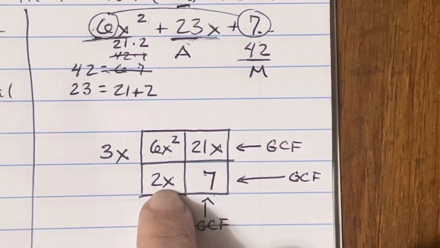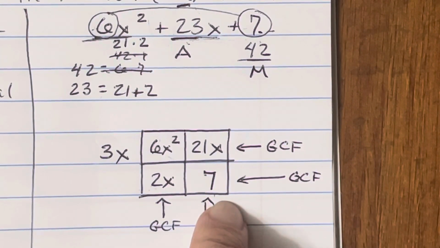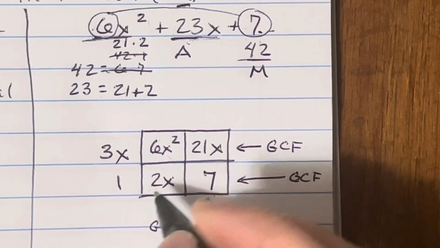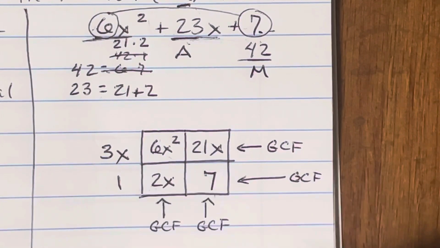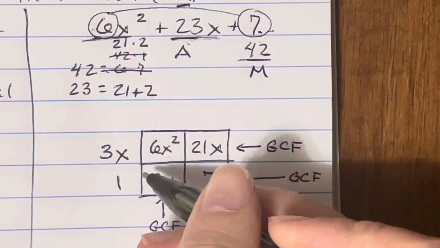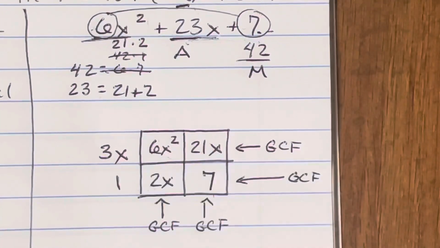Well, 2x and 7. What do 2 and 7 have in common? Nothing. They're both prime, and so they both have 1. And they don't even have an x in common. So if there's nothing that they have in common, you're going to put 1. So my greatest common factor here is 1 that I push out.